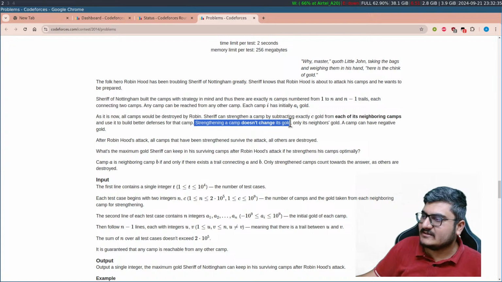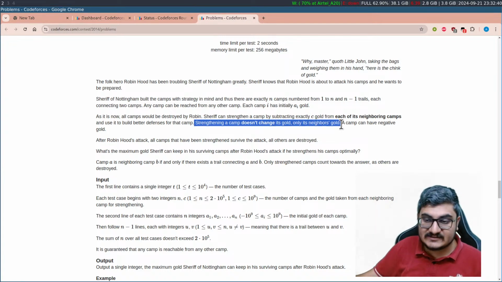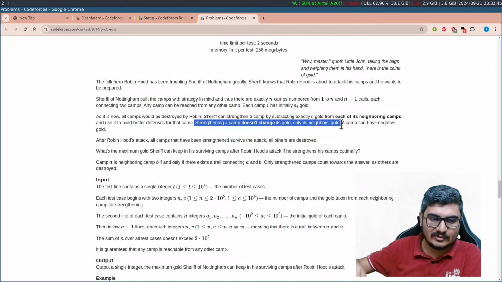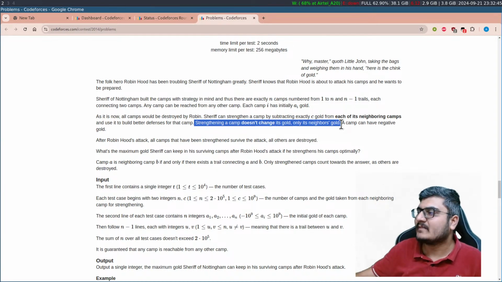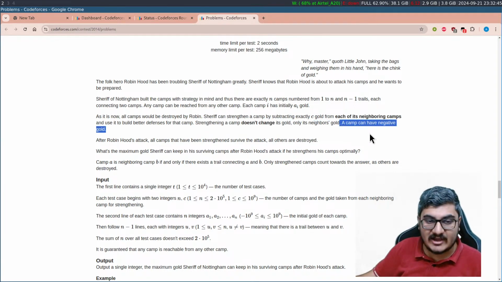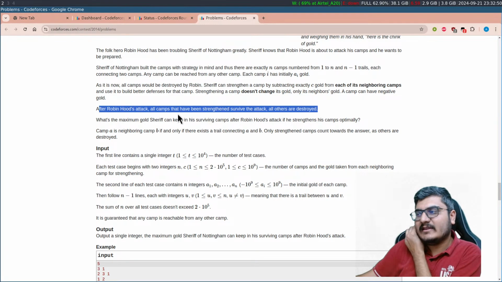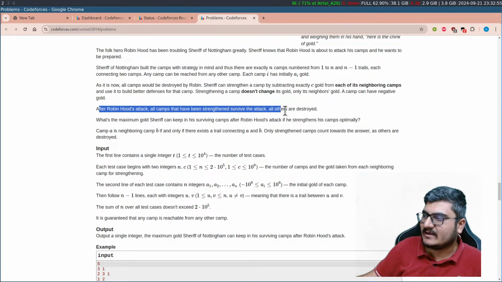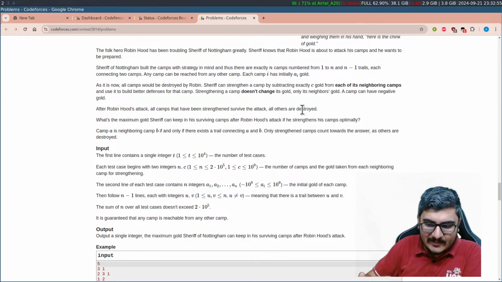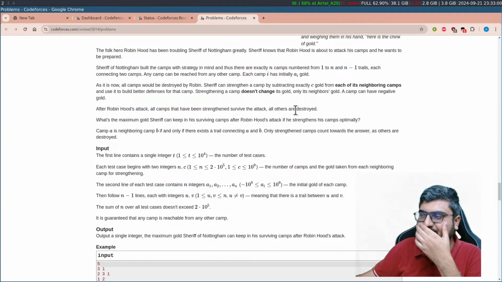Strengthening a camp does not change its own gold, only its neighbors'. It's important that to make something a stronghold, only the neighbors' gold is affected. You don't really need the gold at that place. Also, a camp can have negative gold. After Robin Hood attacks, all the camps that have been strengthened survive the attack, and all the others are destroyed. Now all the places where you make a safe place will remain and everything else would be destroyed.